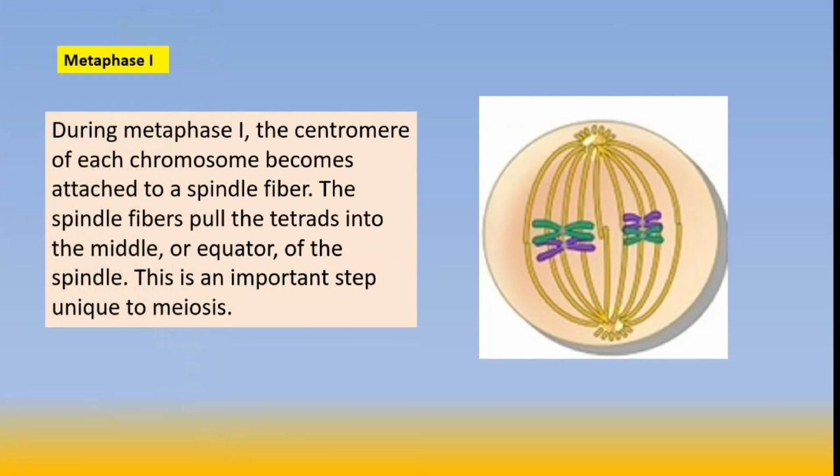Metaphase 1. During metaphase 1, the centromere of each chromosome becomes attached to a spindle fiber. The spindle fibers pull the tetrads into the middle or equator of the spindle. This is an important step unique to meiosis.